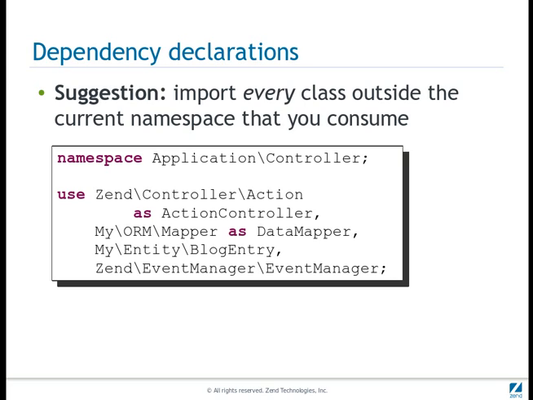I would suggest that you should import every class outside the current namespace that you consume at the top of your file. So for instance, if I am in the namespace Application Controller, I might import Zend Controller Action, my data mapper, maybe a blog entry class, which is a service, rather an entity class, and maybe an event manager. These are all the different classes or object types that I'm going to consume within this particular class. Then when I go to deploy, I can actually run a tool that does static analysis on this particular file, takes a look at the use statements and says, okay, these are the components I need, and makes sure that all of those components are available within the package that I create.